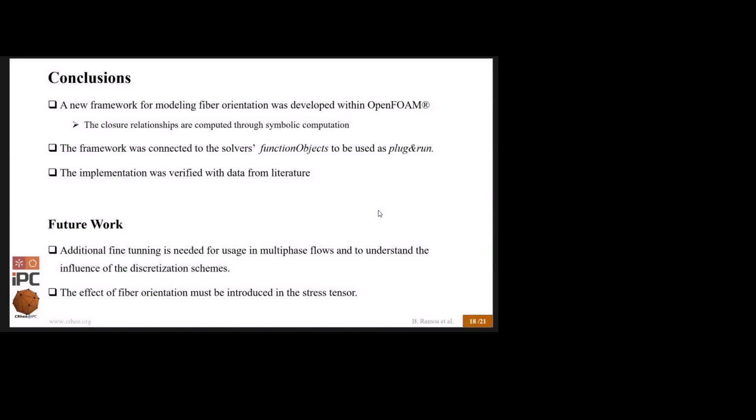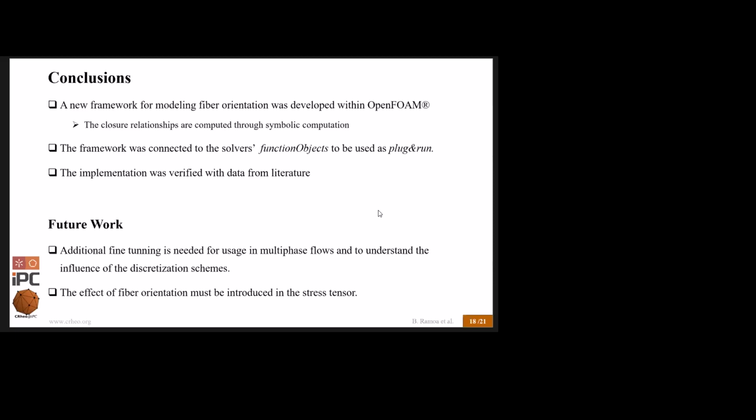So, as a conclusion of this work, we have created a framework for modeling fiber orientation. We are taking care of the fourth order with second order contractions through symbolic computation. The framework is plugged into a function object, which you can use for whatever incompressible solver you're using.